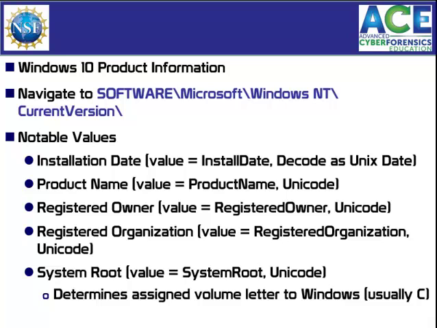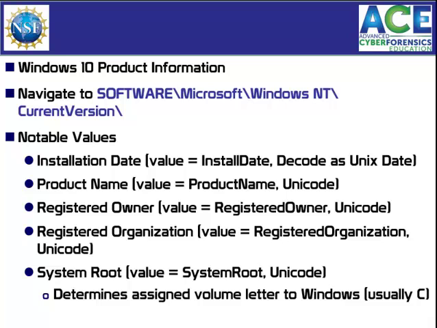A very overlooked subkey in any type of Windows investigation is the Software\Microsoft\Windows NT\CurrentVersion subkey, which contains some very basic information, although very important and relevant in an investigation. And that is the installation date of Windows itself. It is stored as a Unix date and time, a 32-bit value.